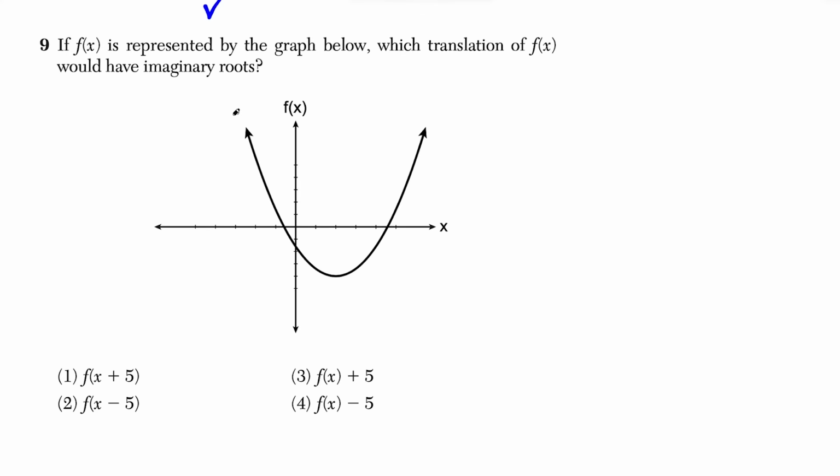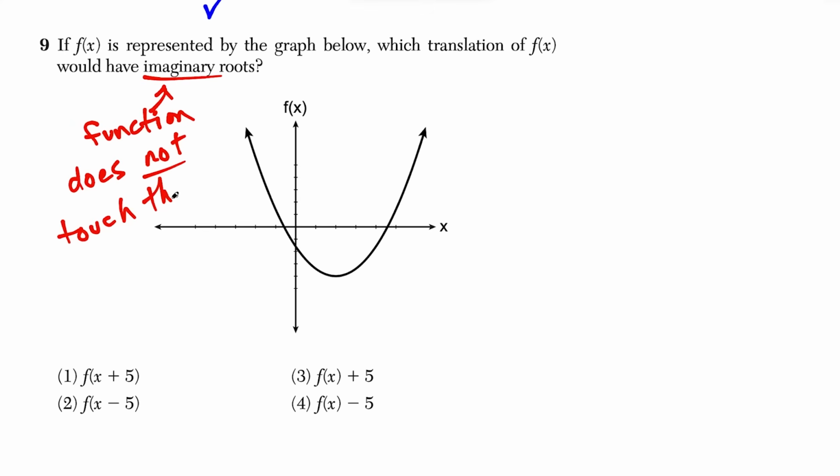Question 9, if f of x is represented by the graph below, which translation of f of x would have imaginary roots? So for this question, we have to know that for a function to have imaginary roots, it cannot touch the x-axis. So now looking at all the answer choices, if we replace the x in f of x with x plus 5, that's going to send the whole function to the left 5 units. Okay, so this would send the function to the left 5.